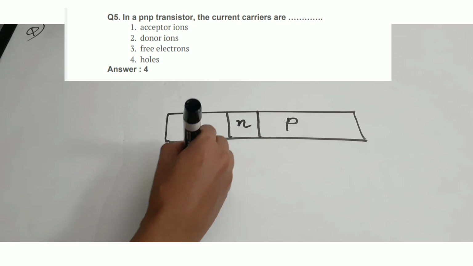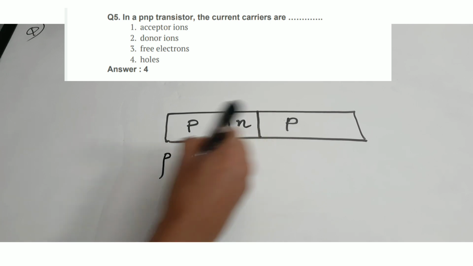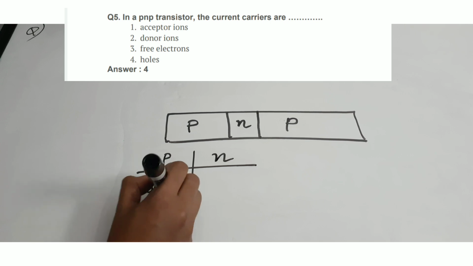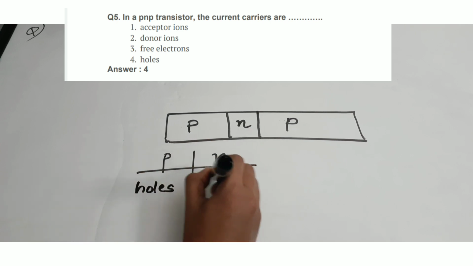There are two types of semiconductors. There is P-type and then there is N-type. In the P-type, there are more holes and in the N-type, there are more electrons.